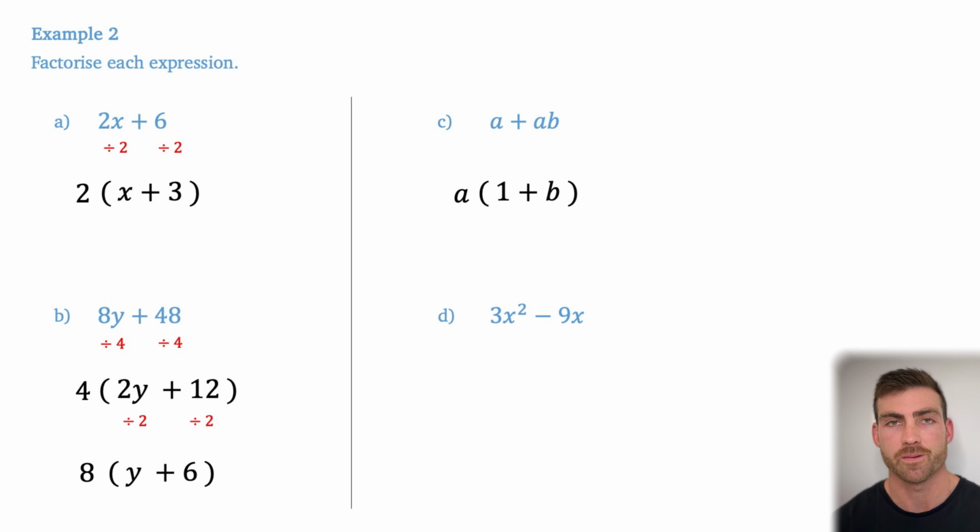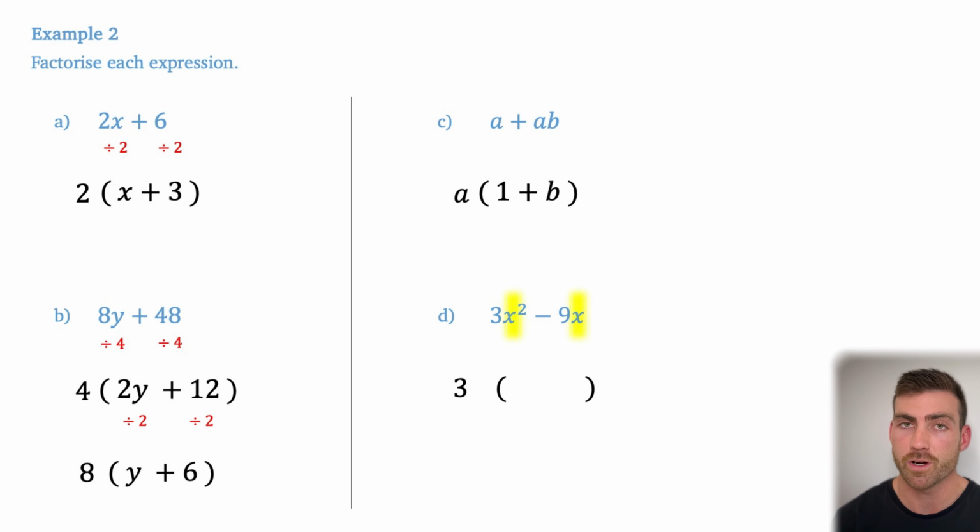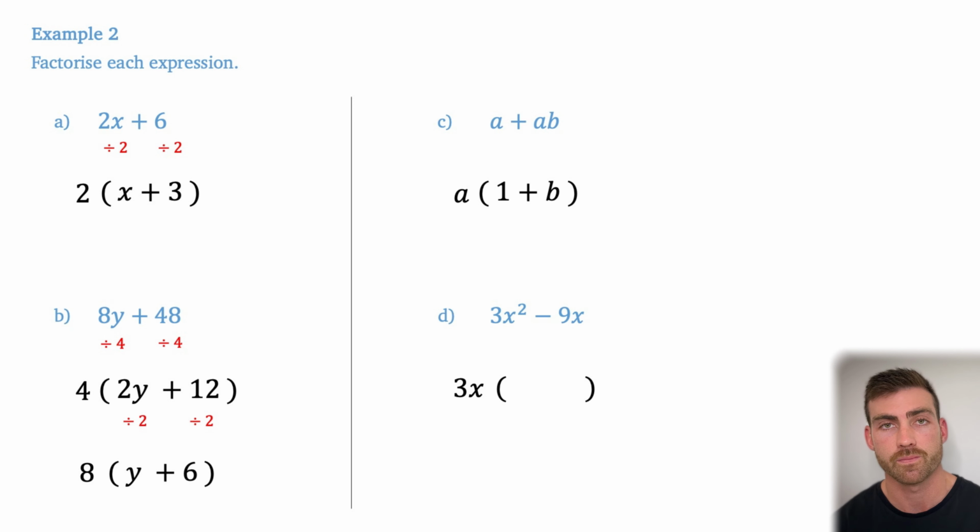In example D, we set up the brackets, starting with the numbers. The highest common factor is 3. Next, moving on to the variables. X is common in both. However, we need to be careful and only take out the smallest power, which is X.